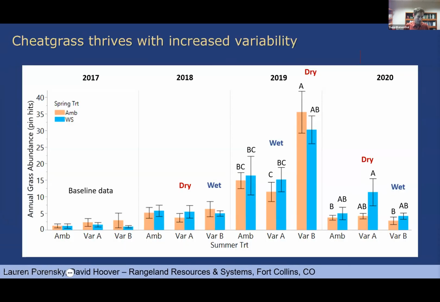Again, I'll take a minute to orient you to this. The summer treatments that bounced back and forth between dry and wet were Ver A and Ver B. You can see that they change from dry to wet and back to dry again, or vice versa. And then the spring watering treatment, extra spring water, is the blue bar as compared to the orange bar. And what you can see is in 2019, the treatment that was formerly wet in 2018 had lots and lots of cheatgrass. That's the picture I was showing you on the left before.